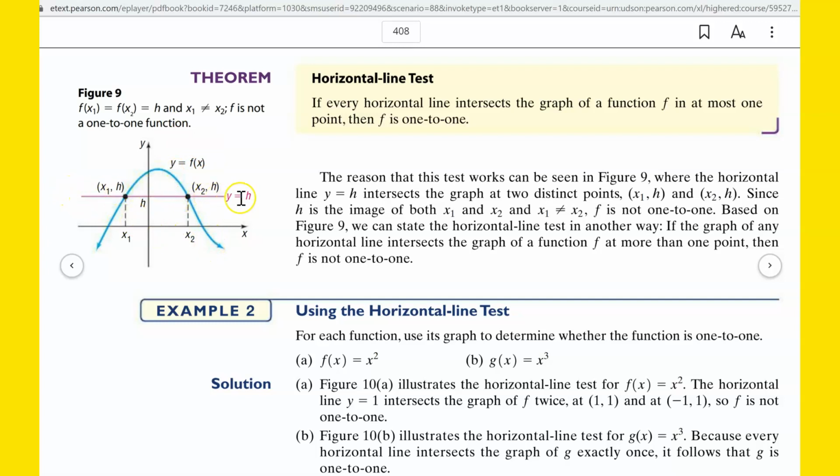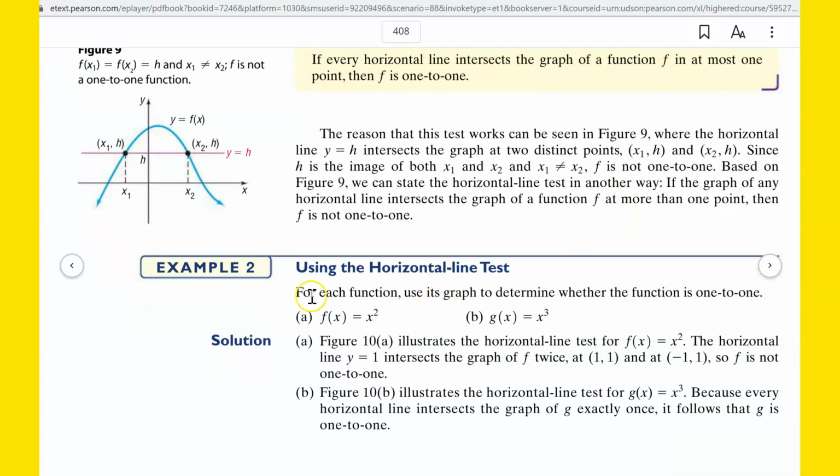The horizontal line test is similar to that. Here it is. If every horizontal line intersects the graph of a function f in at most one point, then f is one-to-one. So you can see here, this curve here is not one-to-one because the horizontal line test hits it in more than one place, so it fails the horizontal line test. The reason that the horizontal line test works is because if a horizontal line hits the graph in more than one place, it means that output, that y value where that horizontal line is, would have more than one input to go with it. Okay?